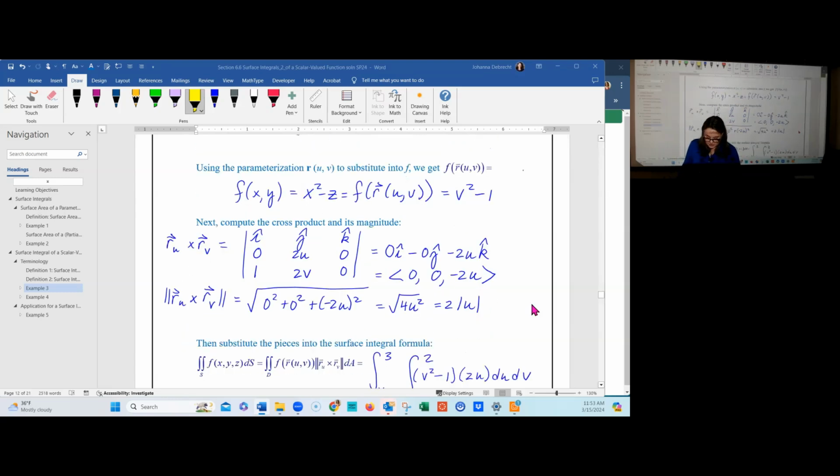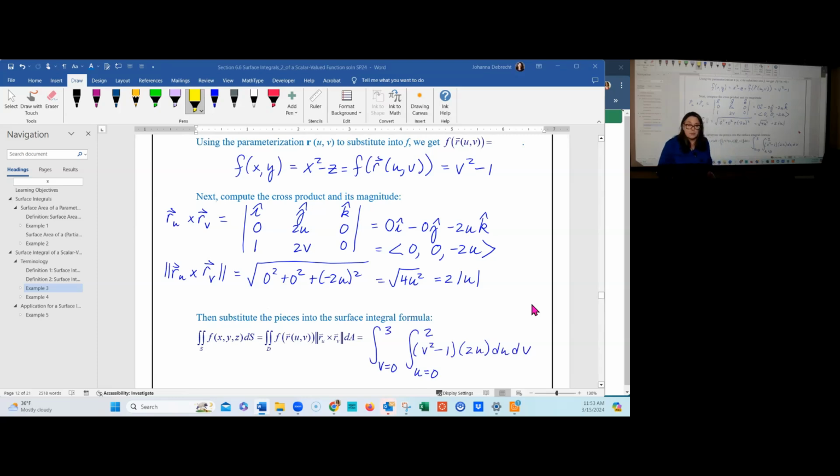Now we need to put that into an integral. When we put it into the integral, our surface integral of f of x, y, z with respect to the surface area differential dS converts to f of r of u and v multiplied by the magnitude of the cross product in a regular double integral with respect to du and dv. In this case, we substitute v squared minus 1 for f of r of u and v, and 2u in place of the magnitude of the cross product.